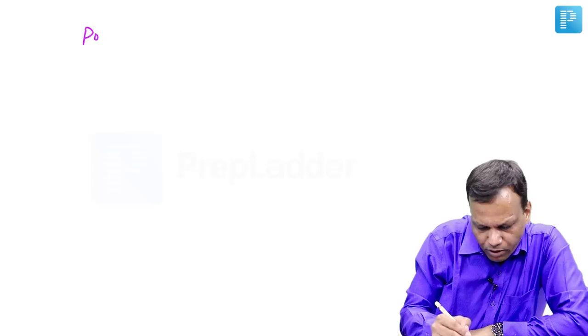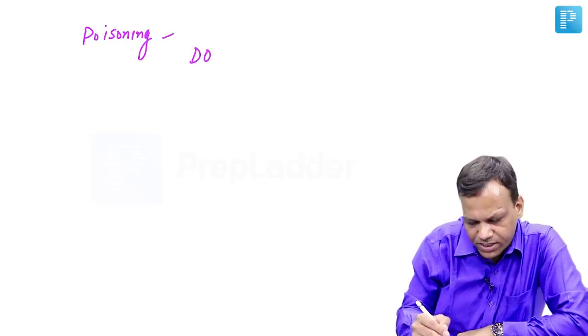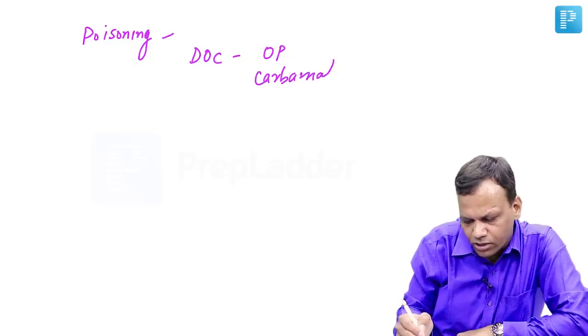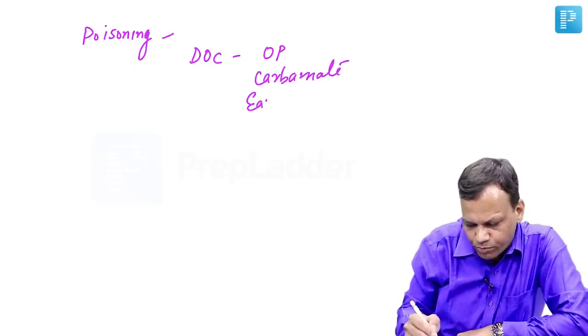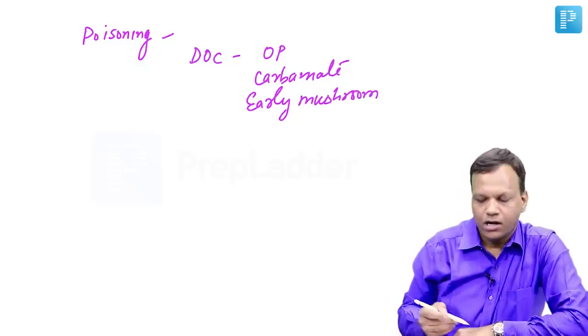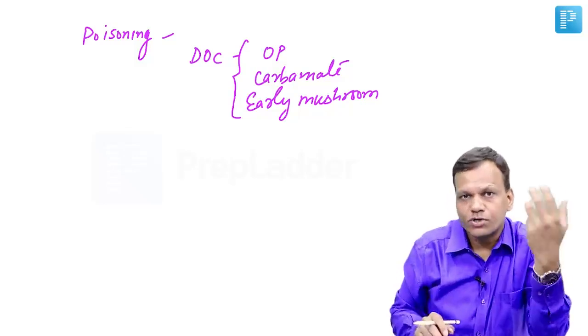Then, most importantly, they are used in poisonings. We just discussed they are drug of choice. Atropine is the drug of choice for organophosphate and carbamate poisoning. It is also the drug of choice for early mushroom poisoning. Okay.